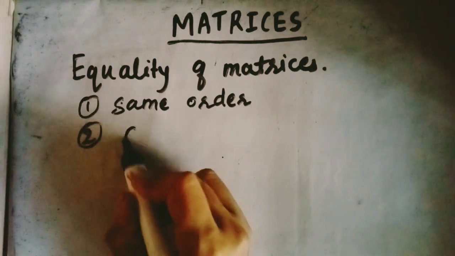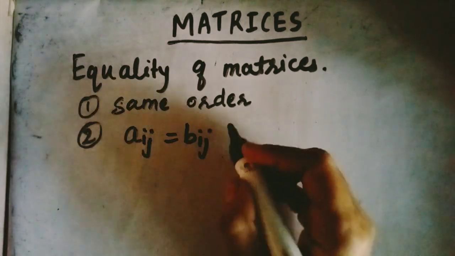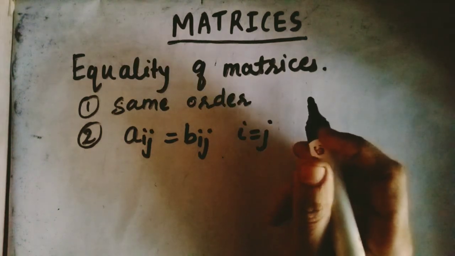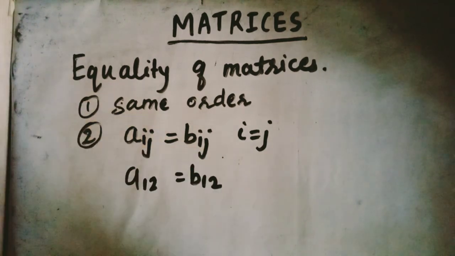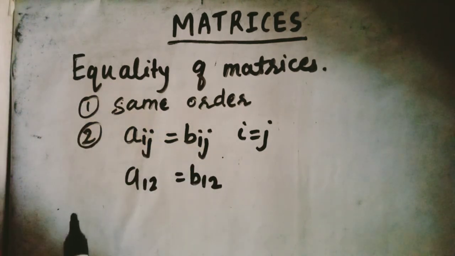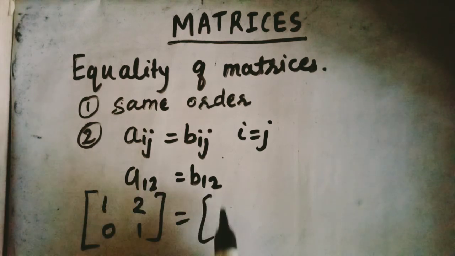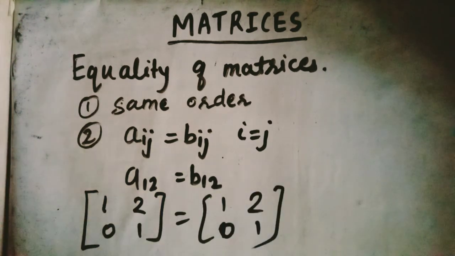So if you have an element, say Aij, it should be equal to Bij of the other matrix, for all i and j. So A12 should be equal to B12, like this. For example, I'll take a matrix 1 2 0 1. All the corresponding elements should be equal. Then we say that it is an equal matrix. Both are equal matrices. Okay, let's do some examples on this.